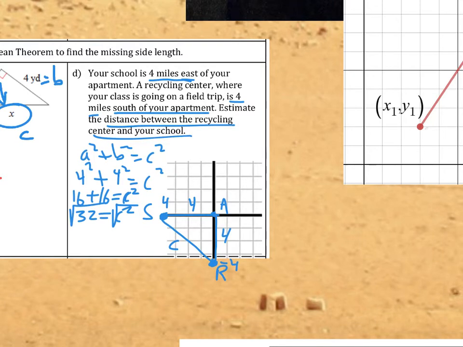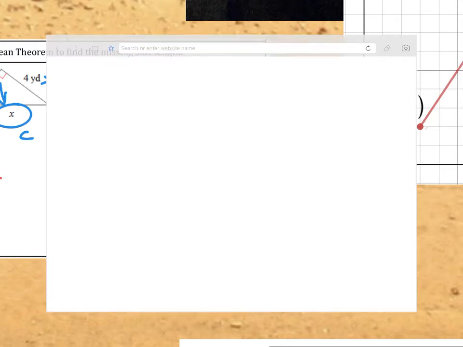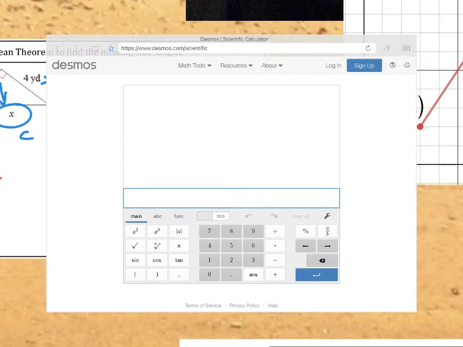Now, how do we square root that? Well, we're going to need a calculator here. So using Desmos Scientific, you can find that online at desmos.com/scientific. It's a good way to go. Or any scientific calculator will work. The square root of 32 is a decimal. It's not a whole number. So it's going to be 5.65, and so on and so forth.